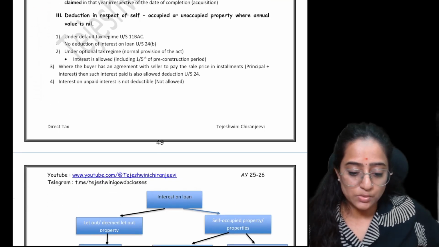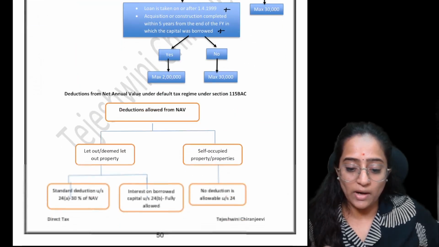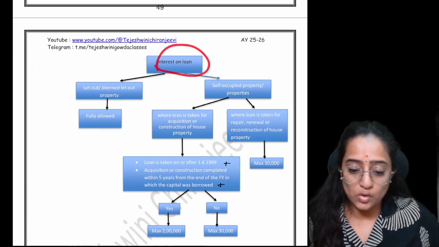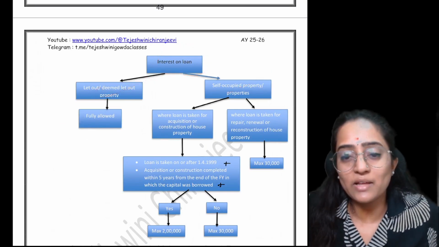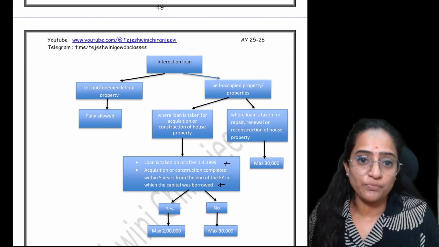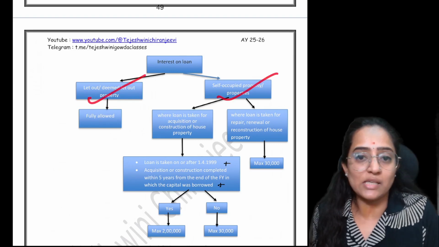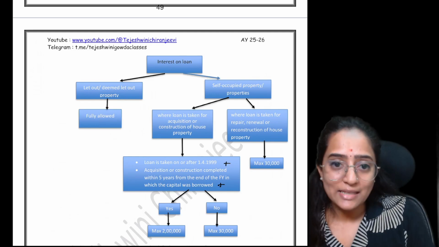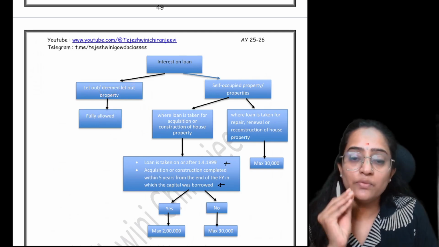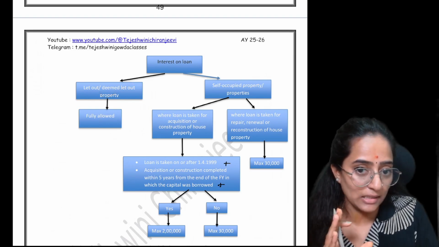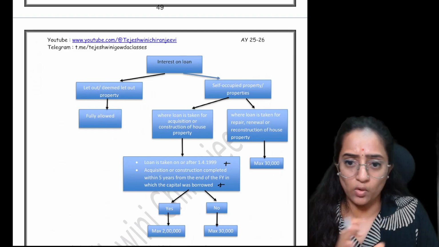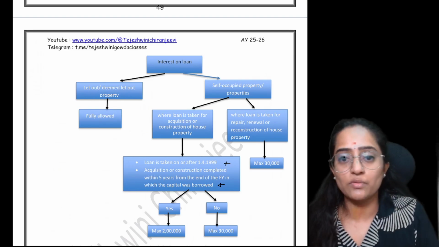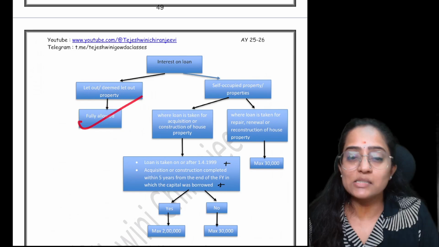Before this, let's do interest on loan for let out property and self-occupied property. You have done the interest calculation as above. Very well. Now comes the question whether it is let out property or self-occupied property. In case of the let out property, remember one thing: every rupee of interest payable that you have calculated, pre-construction or post-construction, whatever it is, which is eligible under section 24B is fully allowed.